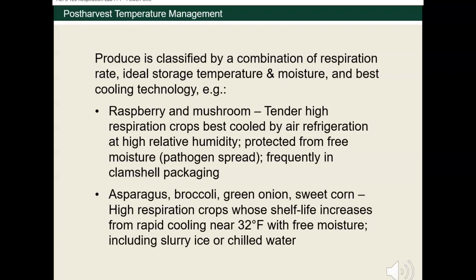Some crops hold their best after contact with cold water-free moisture during the packing. This cooling treatment would contribute to excessive rot loss from microbe pathogens on other crops, let's say like little sprouts or mushrooms. Every crop has its own best method.